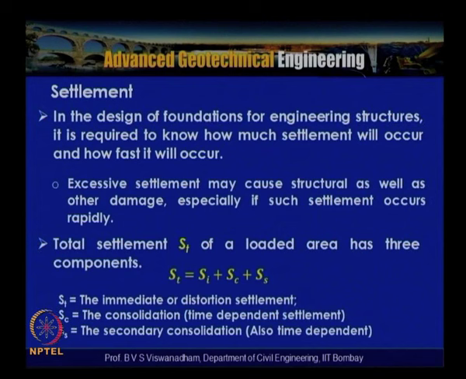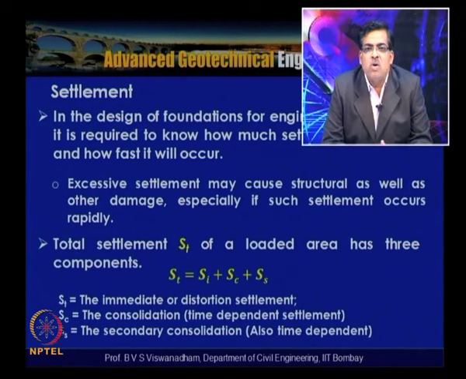So the total settlement, S suffix T, of a loaded area has three components. ST is divided broadly into three: ST is nothing but SI plus SC plus SS, where SI is the immediate or distortion settlement, which we also call elastic settlement, that is the readjustment or raveling of the particles. With that, the immediate or distortion settlement will be there.